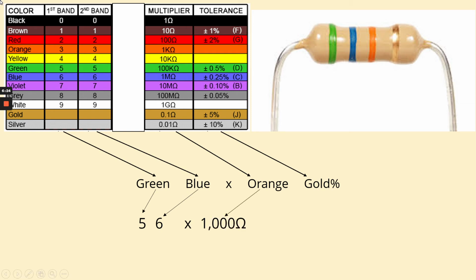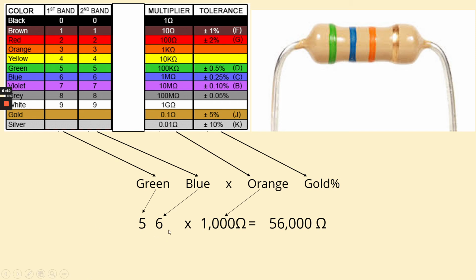If you ever see a k next to a number, that means you have to add 3 zeros to it. So you times it by 1000. So 1 times 1000 is 1000 ohms. So what's the first part of our answer?